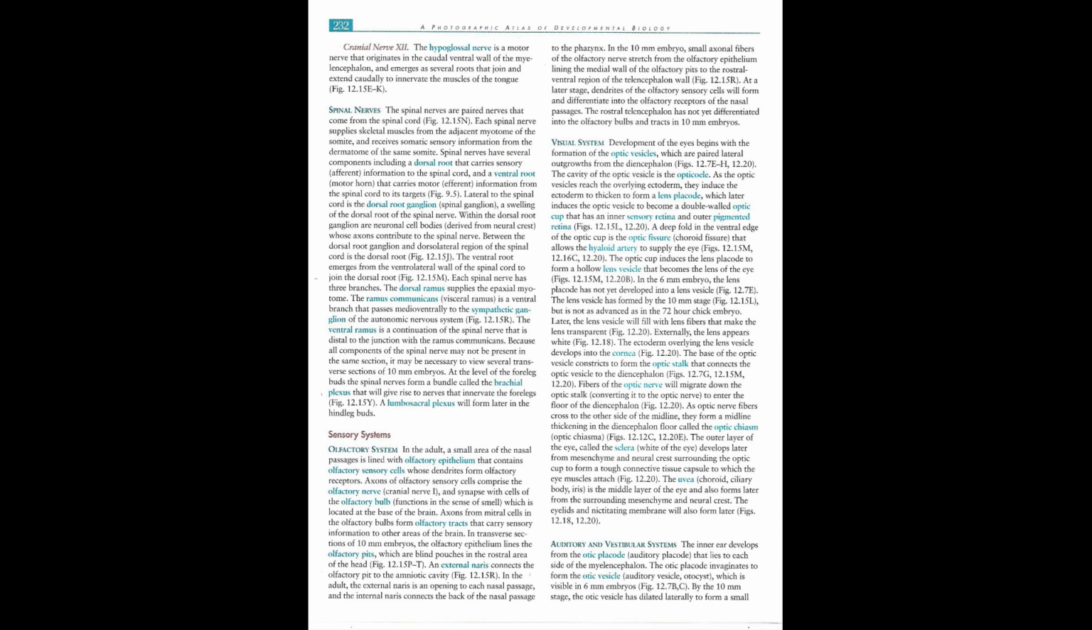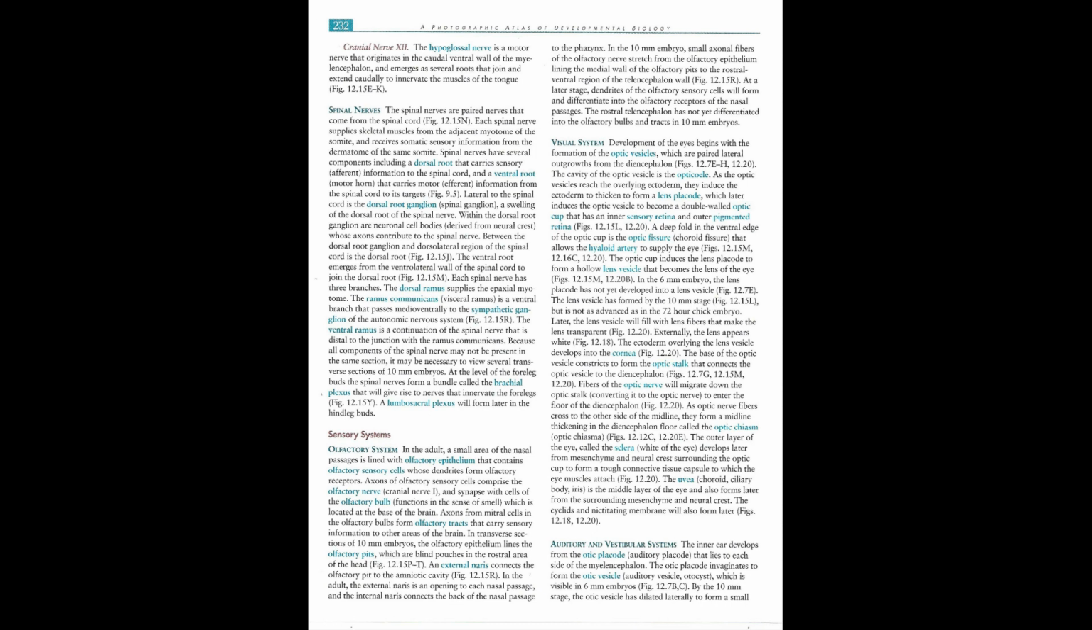Each spinal nerve has three branches. The dorsal ramus supplies the epaxial myotome. The ramus communicans, visceral ramus, is a ventral branch that passes medioventrally to the sympathetic ganglion of the autonomic nervous system, Fig 12.15r.